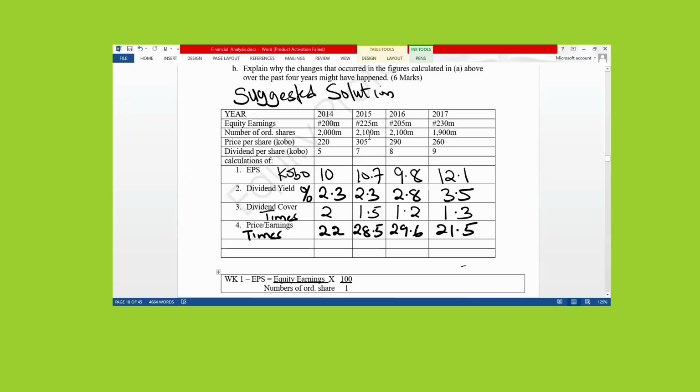Between 2014 and 2015, what is the increase in number of ordinary shares? In 2014, 2,000 million. In 2015, 2,100 million. Calculate percentage increase in number of ordinary shares.